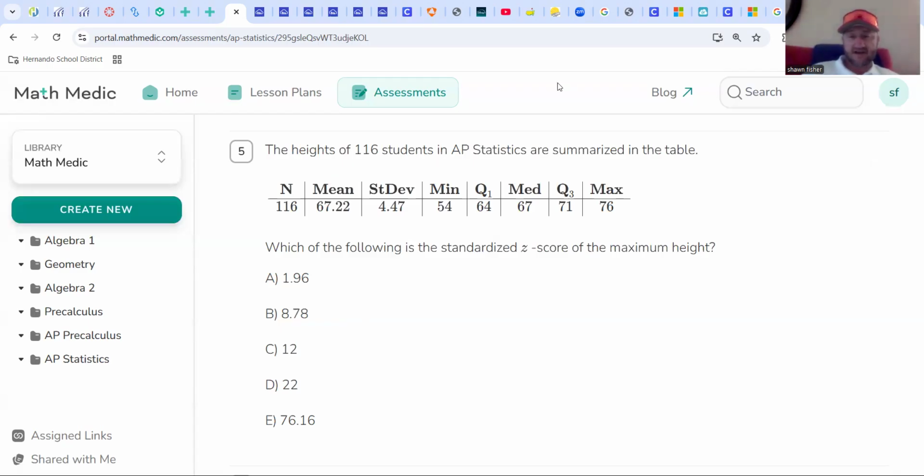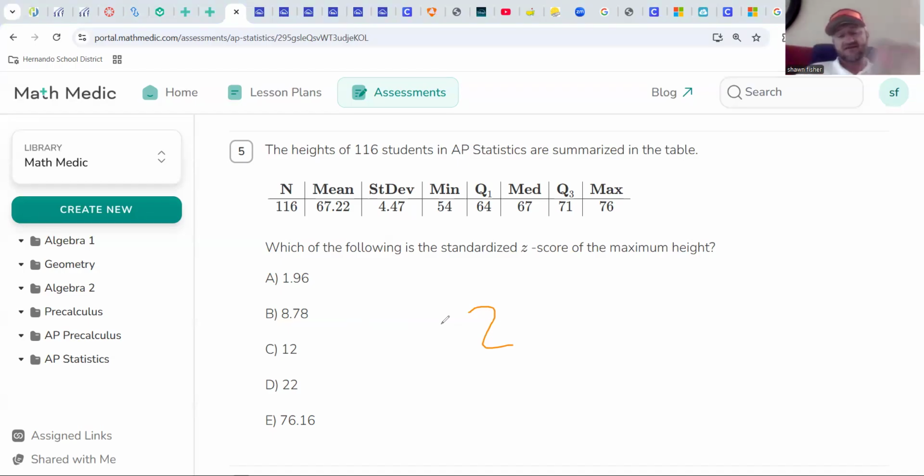This one, very basic. I think I already read the question just now. It's saying, which of the following is the standardized z-score of the maximum height? Remember, z-score is how many steps, how many units. That's not technically right when you say units. How many deviations, I guess, something is away from the mean. Usually our bell curve goes out to 3 standard deviations. How much did our data sway from the mean?